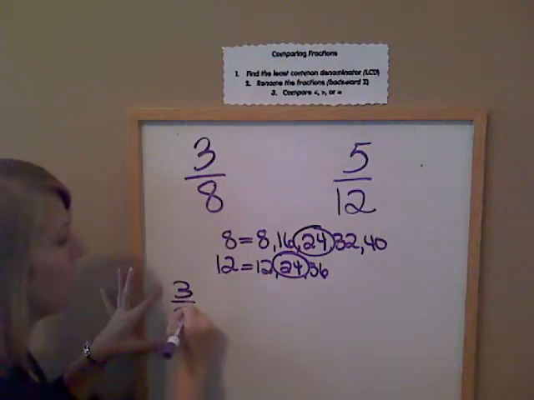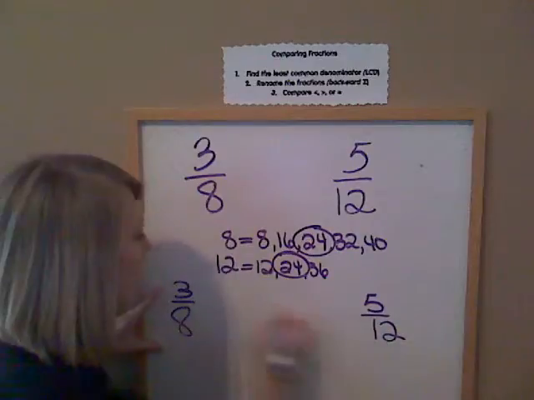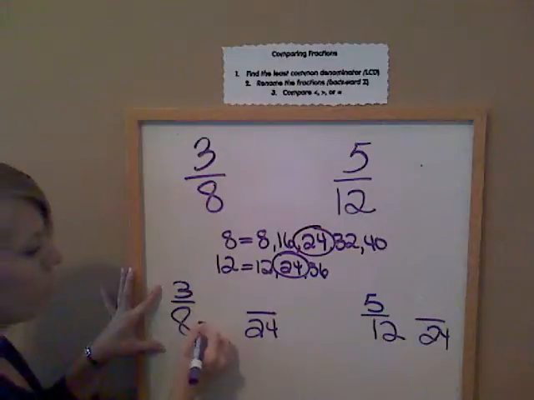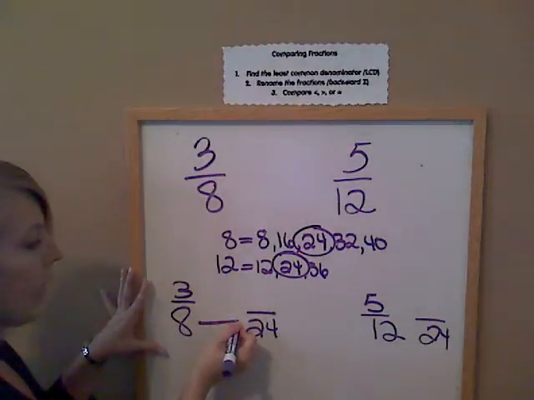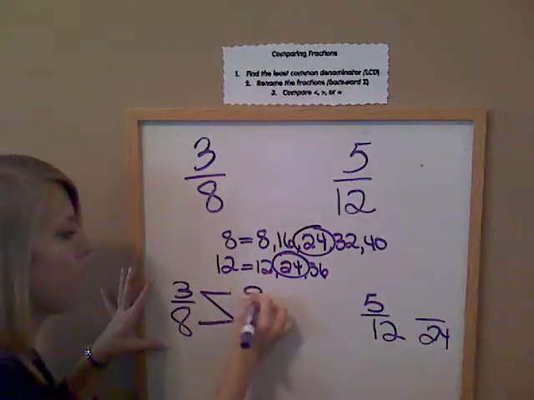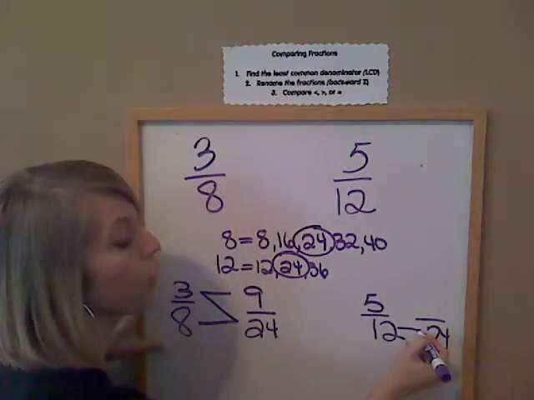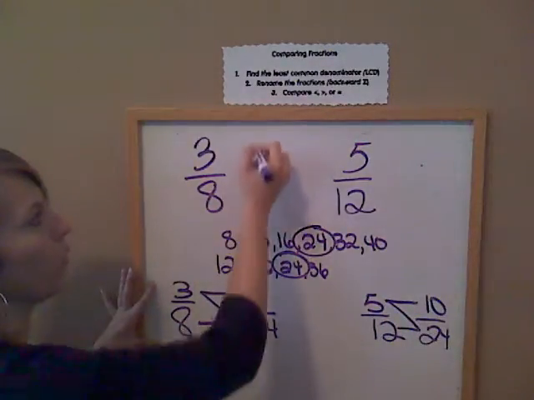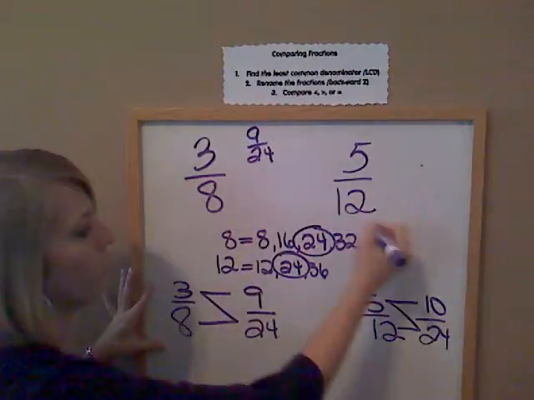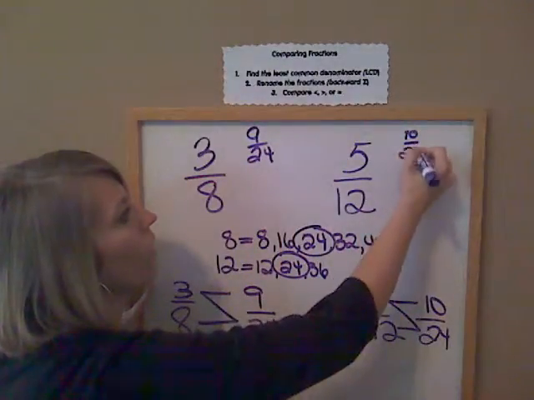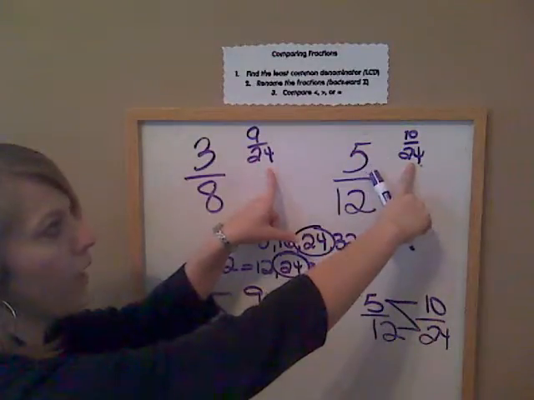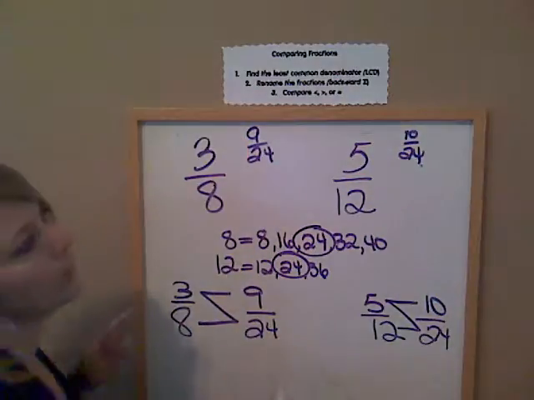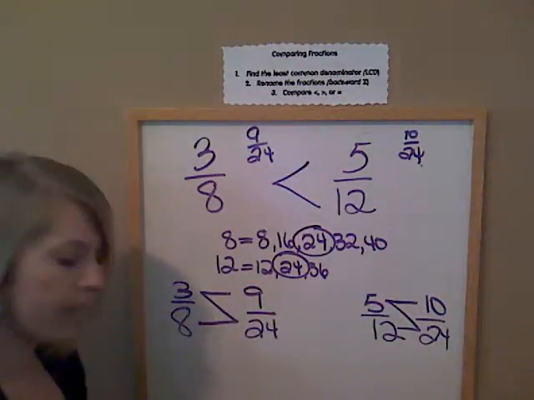So let's begin the renaming process. Okay. We use 24 as our denominator. 8 will go into 24 3 times. 3 times 3 is 9. 12 will divide into 24 2 times. 2 times 5 is 10. Bring it on over. So now we can bring our renamed fractions up here to the top. 9/24 and 10/24. Then at this point we have our common denominator. So we can take a look at our numerators. We have 9 and 10. And clearly 9 is smaller than 10, so our fraction is less than.